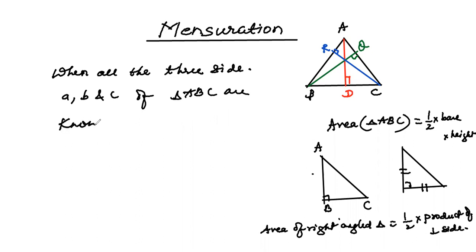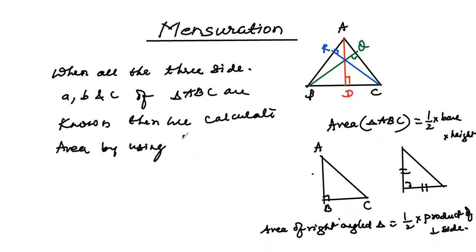When all three sides, which I take as A, B, and C of triangle ABC, are known, then we calculate the area by using Heron's formula. Now, what is Heron's formula?